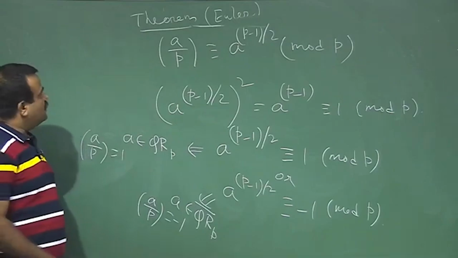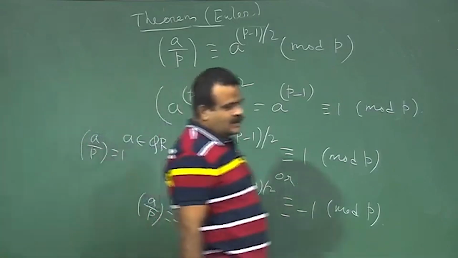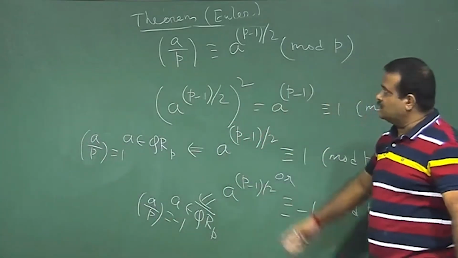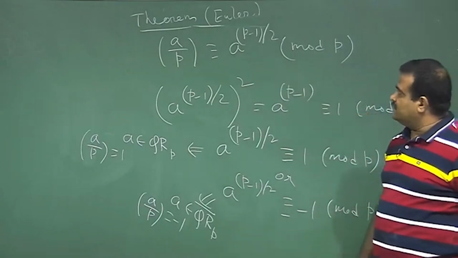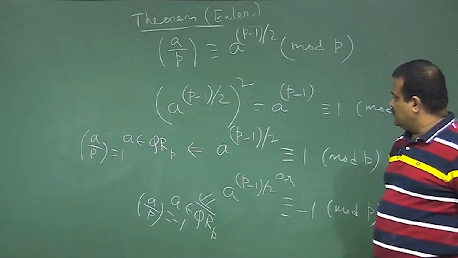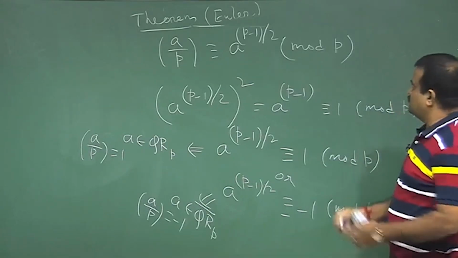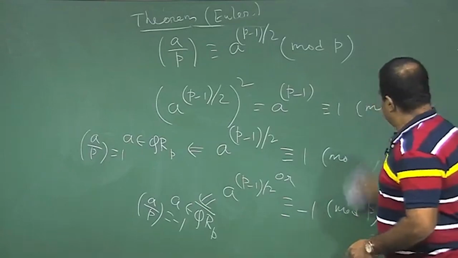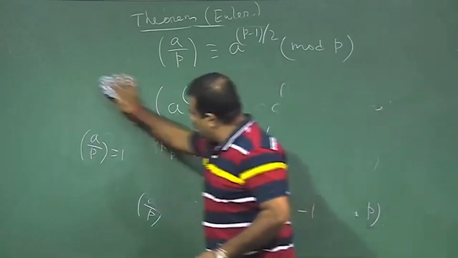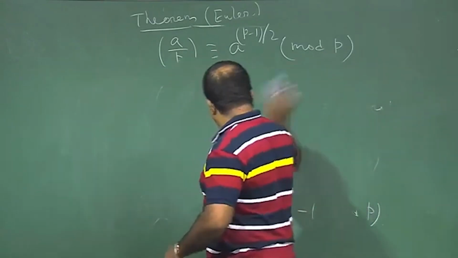So, this is the theorem, or this is the result. This result will help us to calculate the Legendre symbol of some numbers. So, this is the proof of this theorem. We will use this theorem to calculate this. So, let us have a few more theorems on this.